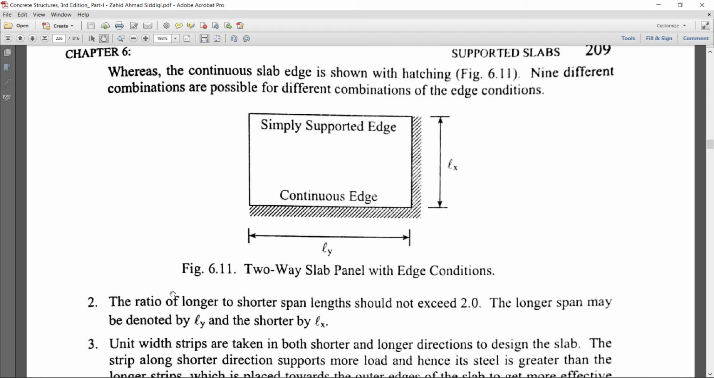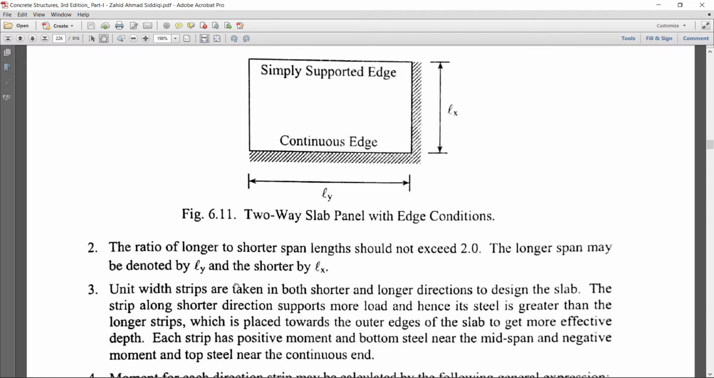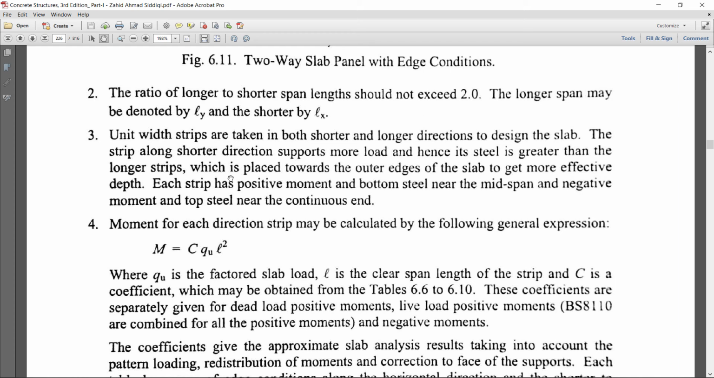Another point: the longer dimension will be Ly and the shorter dimension will be Lx, and we will design the same way as a unit strip. Take one unit strip in the shorter direction and one unit strip in the longer direction, then we get the moments and then we get the area of steel, etc. That is the third point.